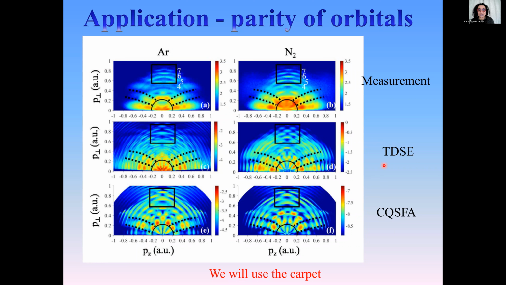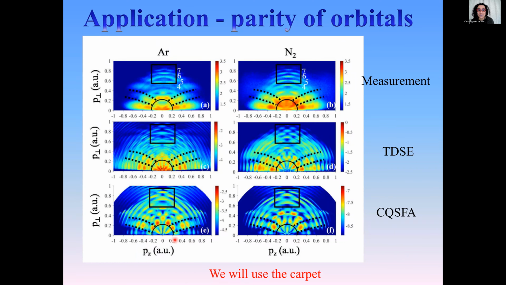This was a simulation using the time-dependent Schrödinger equation with an effective potential. You also see this. And this was computed with CQSFA. So you can see here that you have the fan, that you have the spider everywhere, and then here you have the carpet. So we decided to use the carpet because it was the clearest one.